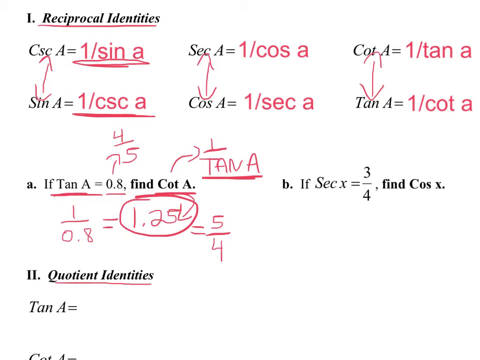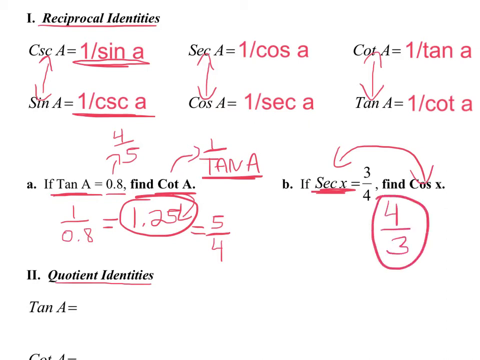Now, transitioning that into B, this should be a very, very simple one. If secant of x is 3/4, what's cosine of x? Rather than just do 1 divided by 3/4, these are reciprocals of each other. So just flip the fraction. So cosine of x is just 4/3. That's it. That's all you do. And we worked with these before when coming up with trig values in the unit circle.